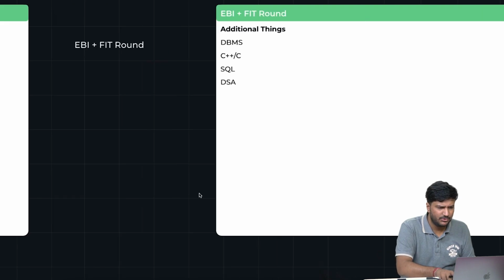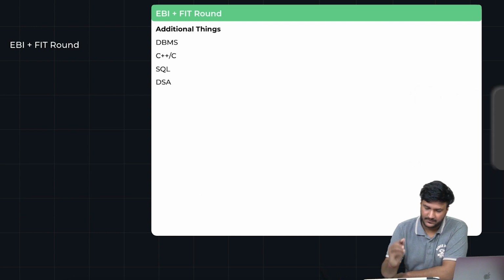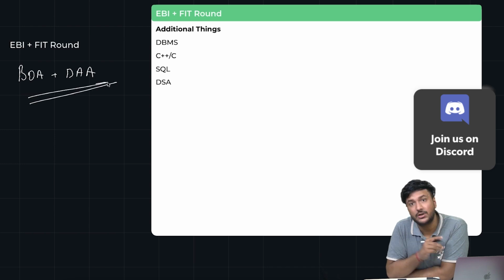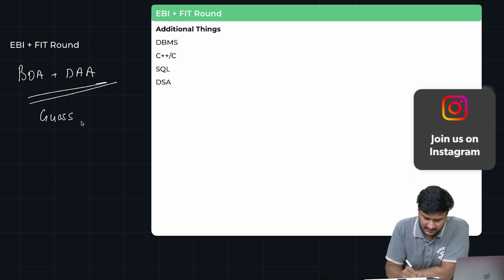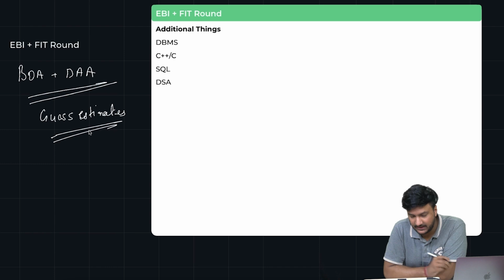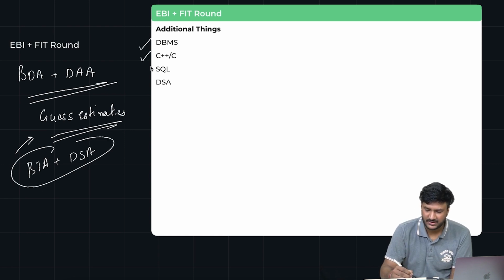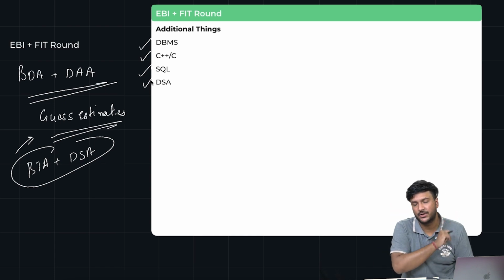Apart from that, and let me go to the next slide. So apart from that, first thing, BOA plus DAA in the interviews also, again, maybe asked, and maybe not, it's definitely asked: guess estimates. Again in the interview, definitely. And obviously, BTA plus DSA will also be asked guess estimates. But apart from that, BTA and DSA are also asked DBMS, C, C++, SQL and data structures as well in their interview, apart from the already existing things that I showed you in the last slide.